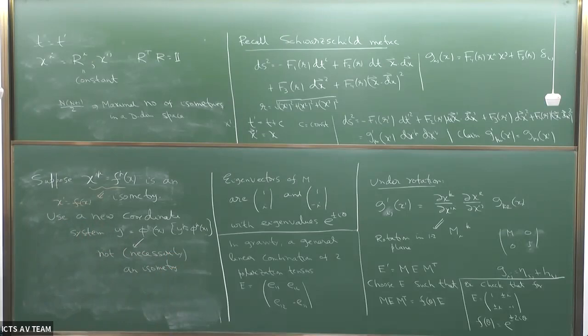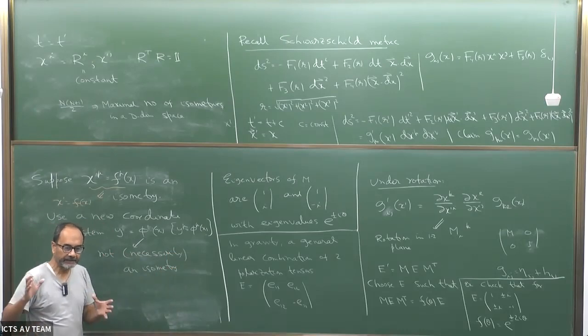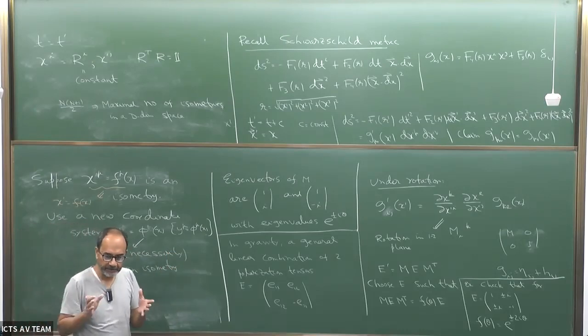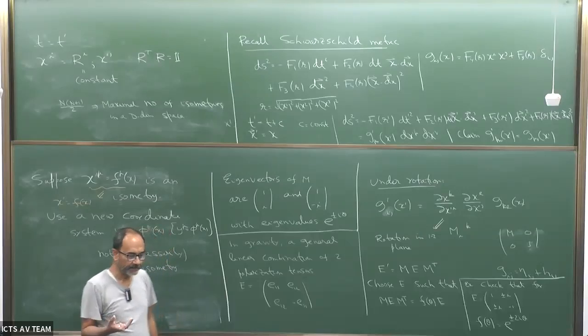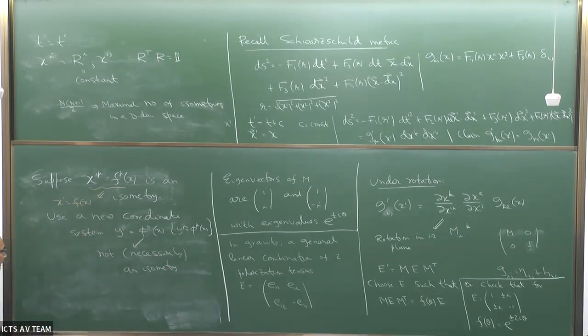So the metric you can rewrite in the y coordinate system, right? Which has a different functional form because phi is not an isometry. Now the claim is that that metric has an isometry. Okay, that means that there is a transformation on y which is an isometry of that metric, and that transformation is the following.